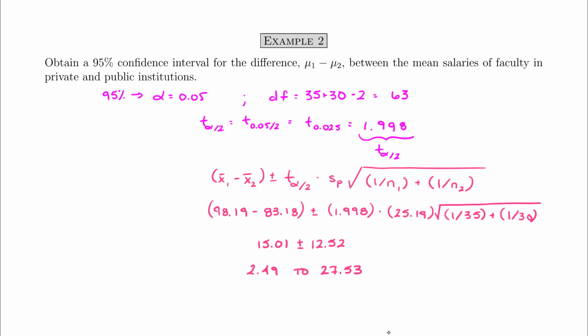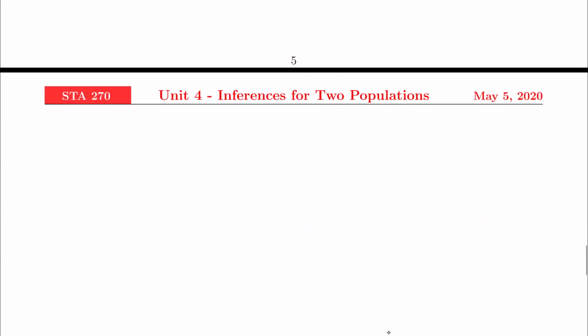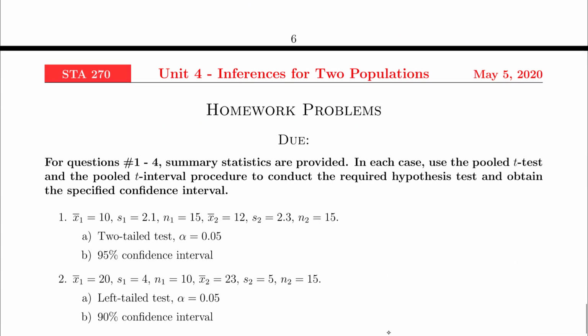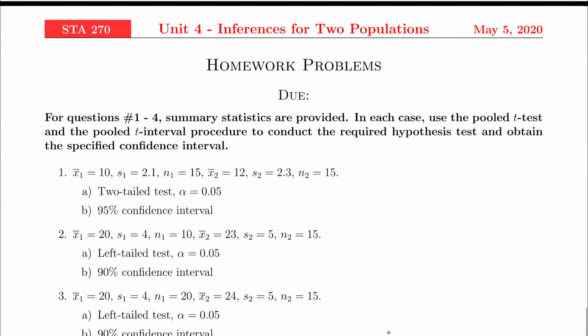Or another way to look at that would be that we're 95% confident that the mean salary of faculty in private institutions exceeds that of faculty in public institutions, somewhere between $2,490 and $27,530. I know it's just two examples, and it's relatively easy, just making sure you're doing the correct substitutions.